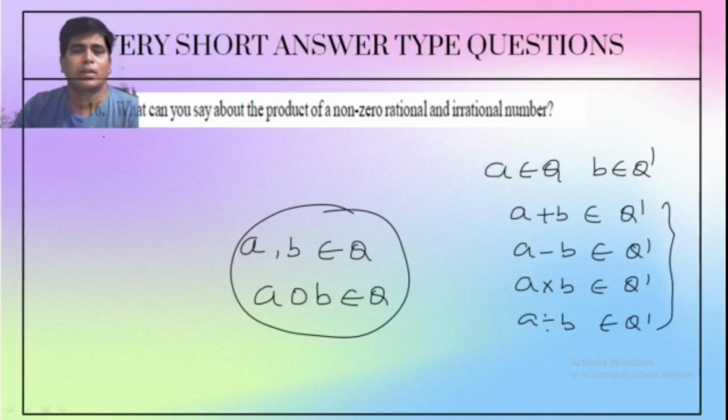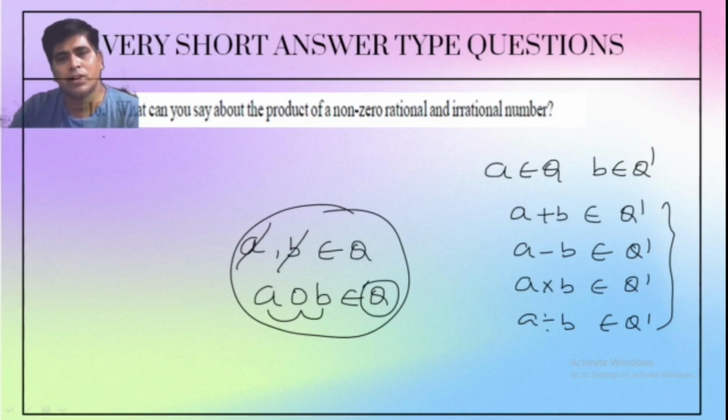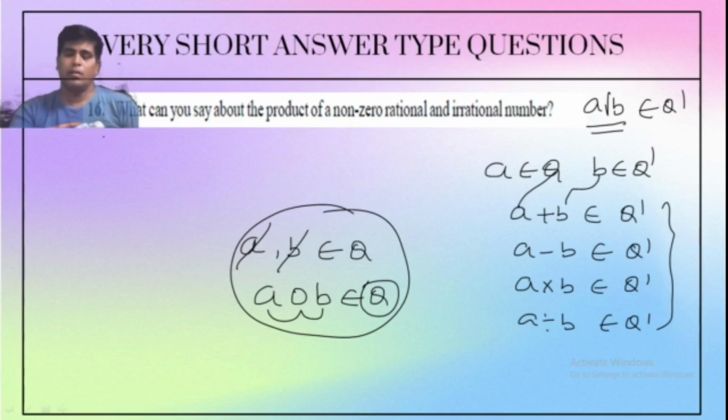So if I take two rationals, any operation, that is a rational number. But here, one is a rational number and one is an irrational number. If you take any operation, you will get an irrational number. Simple. Rational into irrational is irrational. I hope I have given several examples. You can go through it.